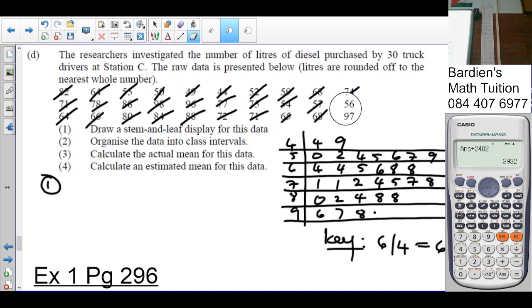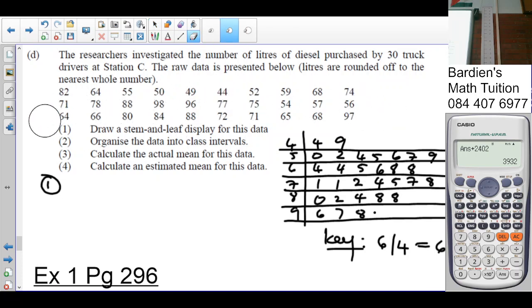Also, what I do is I check if I've accounted for everything by counting how many numbers there are here. 1, 2, 3, 4, 5, 6, 7, 8, 9, 10, 11, 12, 13, 14, 15, 16, 17, 18, 19, 20, 21, 22, 23, up to 30. Or I could count in 3s: 3, 6, 9, 12, 15, 18, 21, 24, up to 30. Yes, 30 was the number. You see that, people? Always make sure. So this was number 1 for 4 marks.